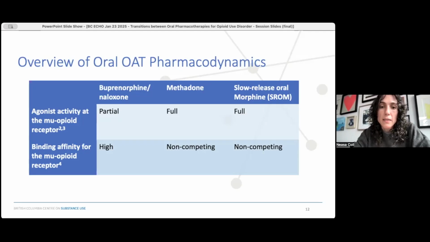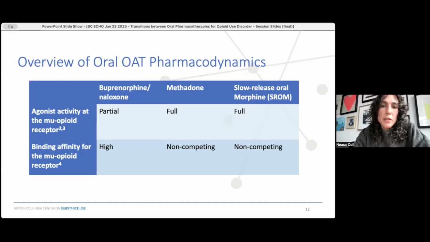Methadone and slow-release oral morphine are full agonists that have higher activity at the opioid receptor than buprenorphine, which can cause more sedation and respiratory depression than buprenorphine. There is, however, no risk of precipitated withdrawal from full agonists.